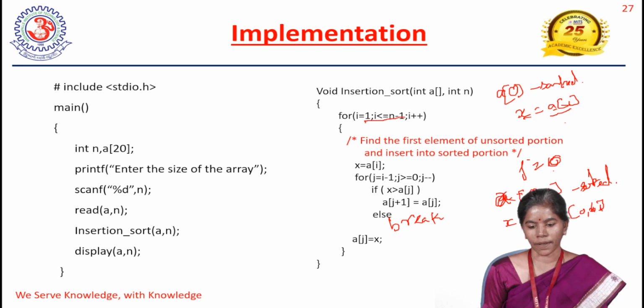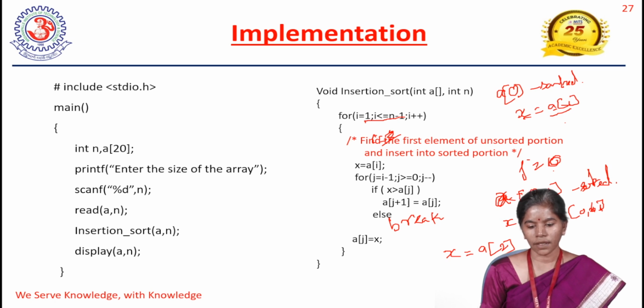This is pass 1. In pass 2, in the next pass, i becomes 2. So x is equal to A of 2. It has to be inserted into the sorted array.